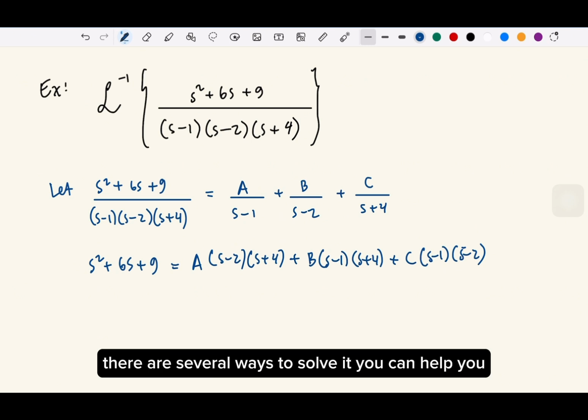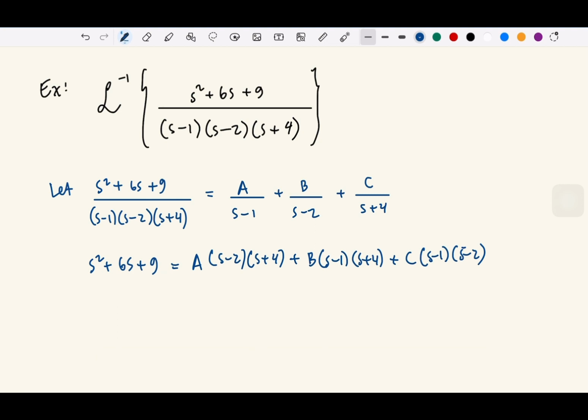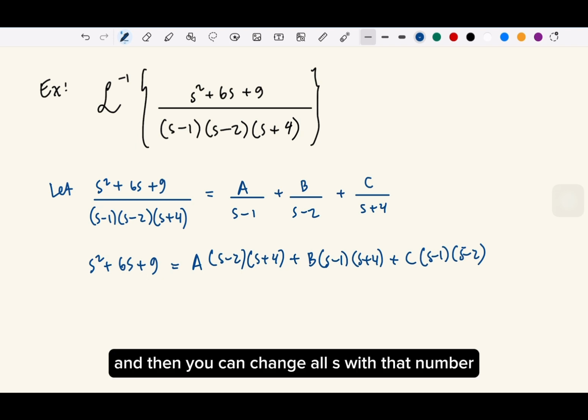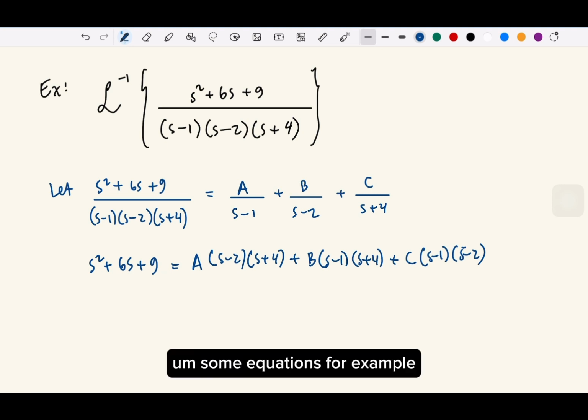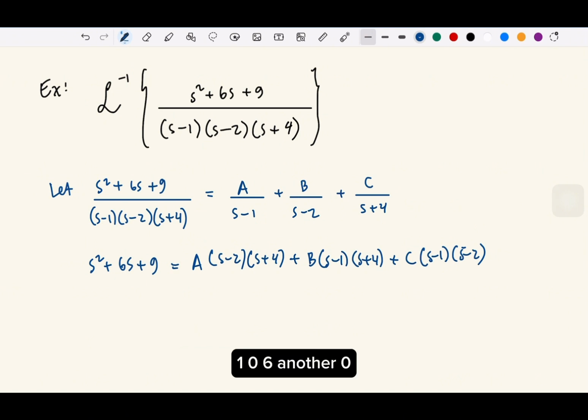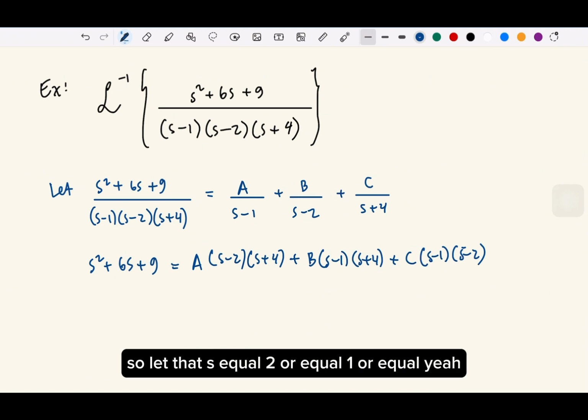There are several ways to solve this. You can expand, and then one by one group each together. But what I would like to show you is that you can do this also. You can make s equal to some number, and then you change all s with that number, and we find some equations. For example, for this case, I will use s equal 2. Here this will be 0, and 2 minus 1 is 1, 6, 1, 0, so it's another 0. So we have this equation. We can let s equal 2, or equal 1, or equal negative 4.